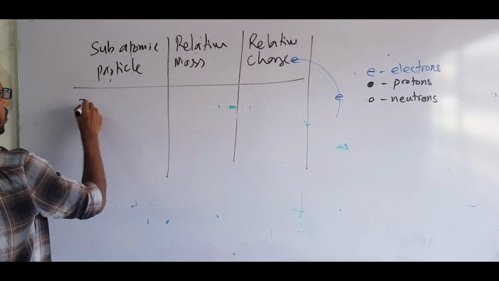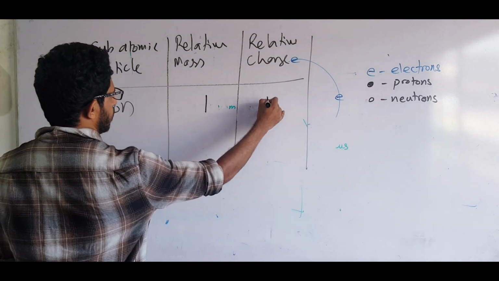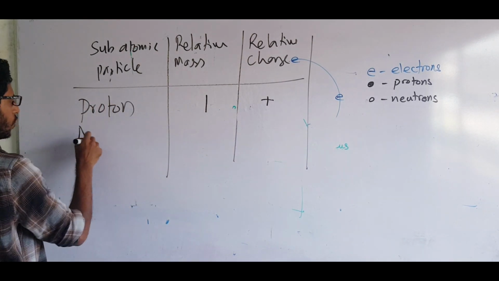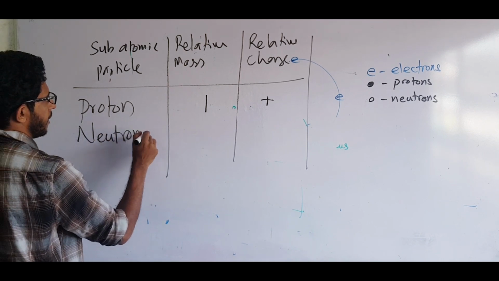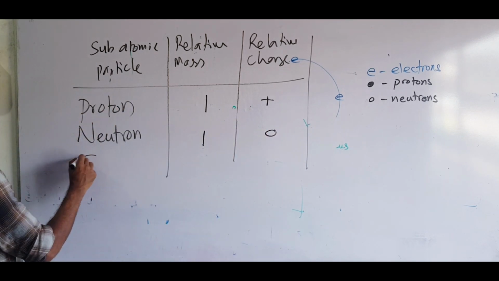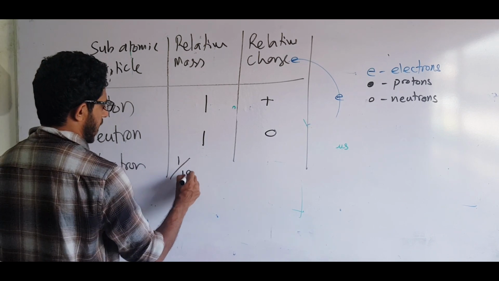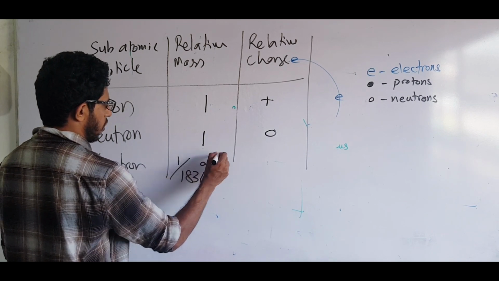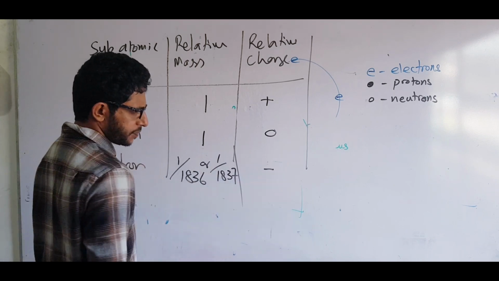First one is proton, relative mass is 1, relative charge is plus 1. Then neutrons, relative mass is 1, charge is 0. Then electron, relative mass is 1 over 1836, or you can say 1 over 1837, charge is minus 1.